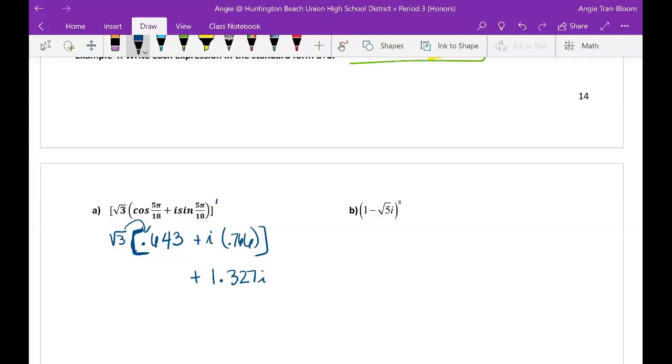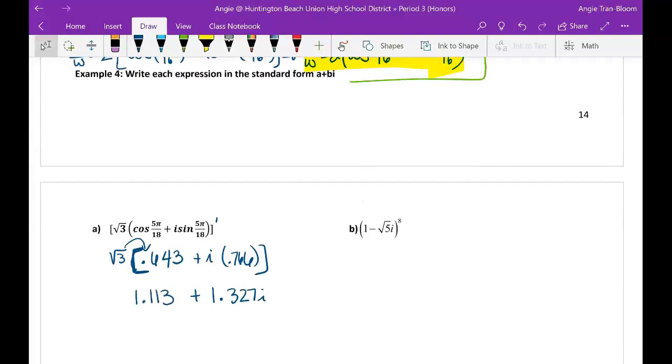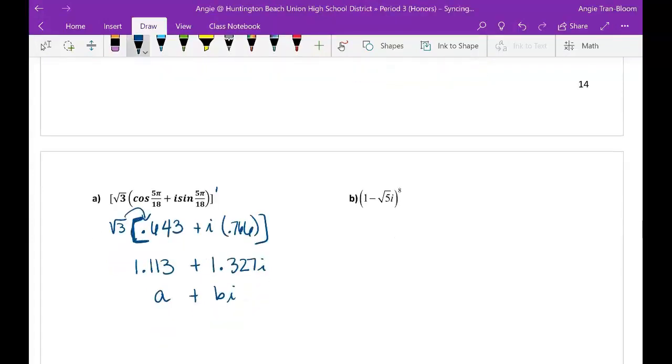And that gives me 1.113. Okay, so that is the form of a plus bi, or you're used to seeing this, x plus yi. Either one, it's exactly the same. So we'll highlight this, and that's your final answer. You can box it up if you don't have a highlight handy.